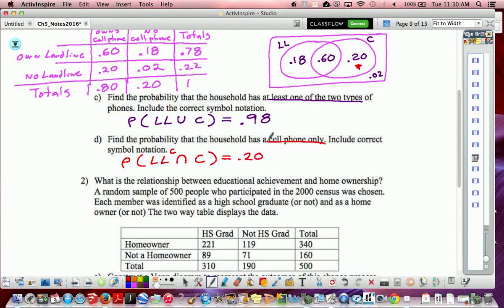Now, if I were to ask, what's the probability that they only have a landline? Then it would be landline and cell phone complement. Of course, that probability would be 0.18. So knowing how to write the symbol notation is very important. All right, you ready to try the last example?